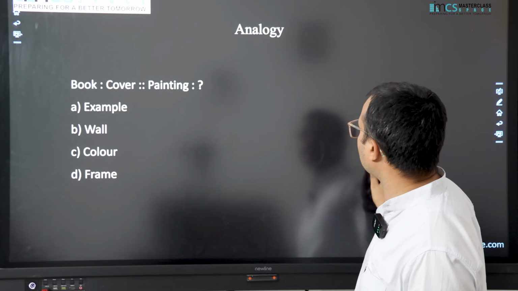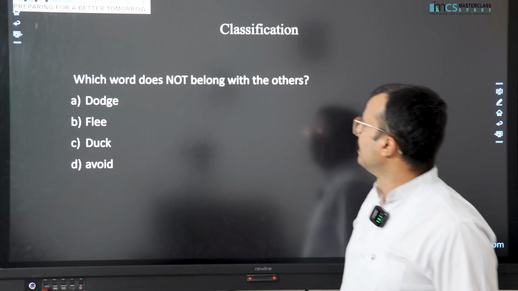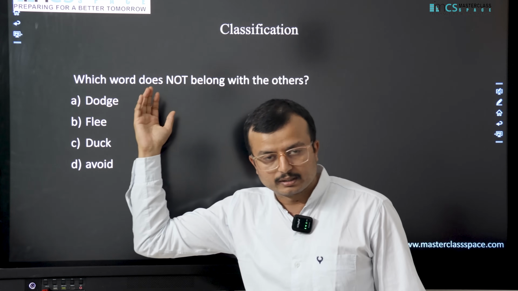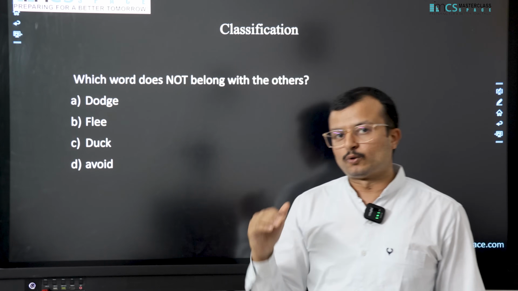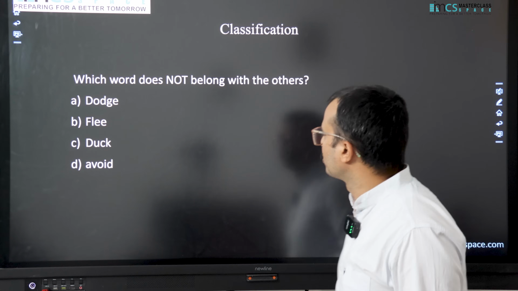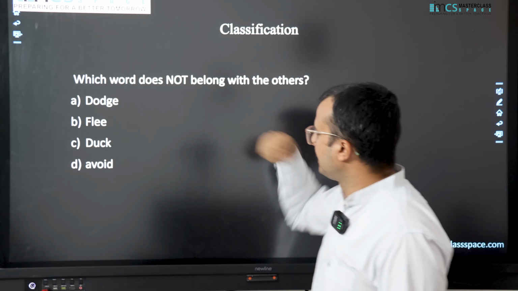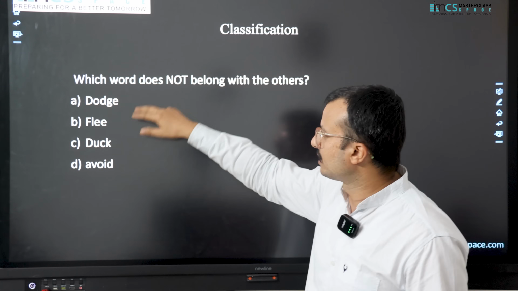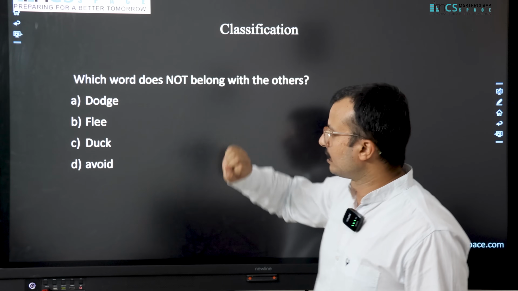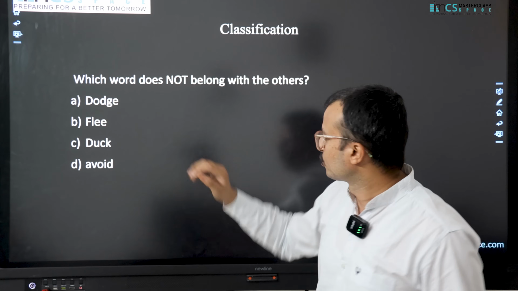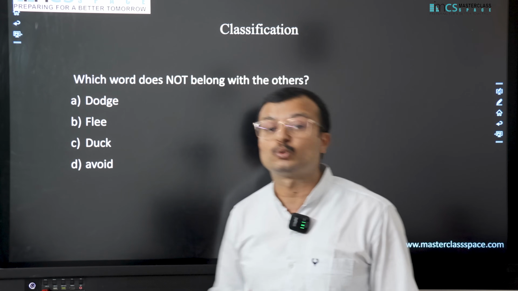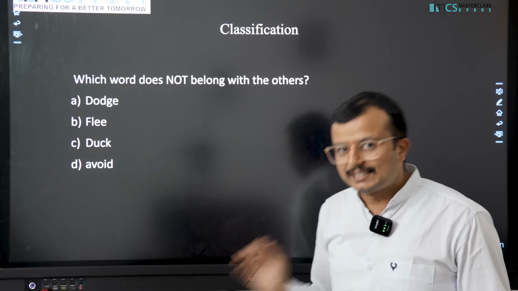Let's move to the next topic. Classification is also known as odd one out. You will be given 4 words, and one of them would be different from the others. The idea is to find the relation between all of them. If you see these words, dodge, flee, duck, avoid, out of these 4 words, 3 have a very similar meaning. Dodge, duck and avoid all essentially mean to evade, in a way to avoid the situation.